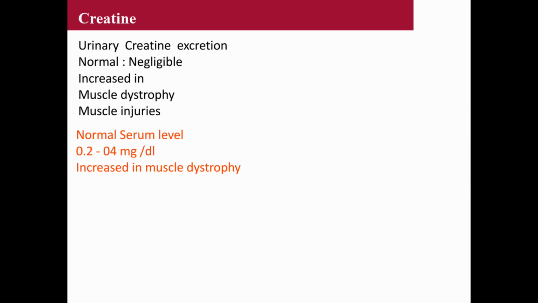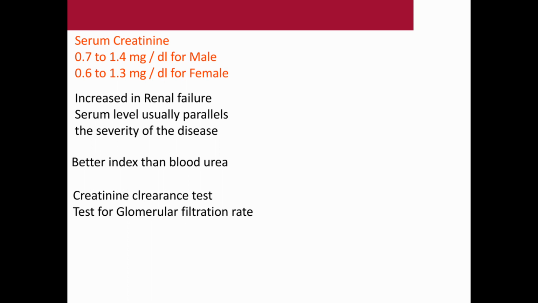Urinary creatine excretion is normally negligible. Increased in muscular dystrophy and muscle injuries. Normal serum creatine level is 0.2 to 0.4 milligram per deciliter, and increased in muscular dystrophy. Serum creatinine in the normal range is 0.7 to 1.4 milligram per deciliter in males, 0.6 to 1.3 milligram per deciliter in females. Increased in renal failure. Serum creatinine level is increased in renal failure.